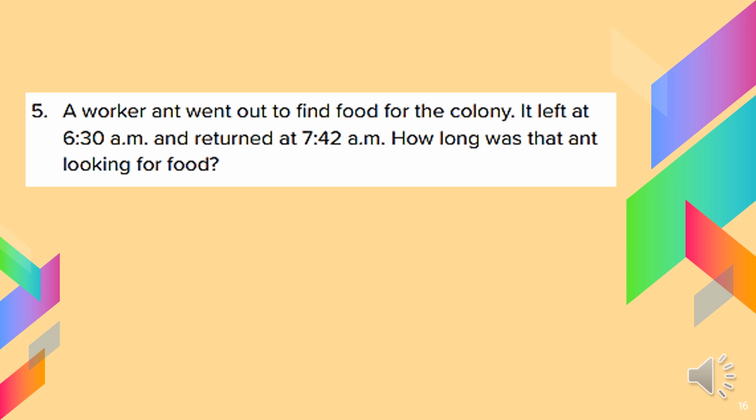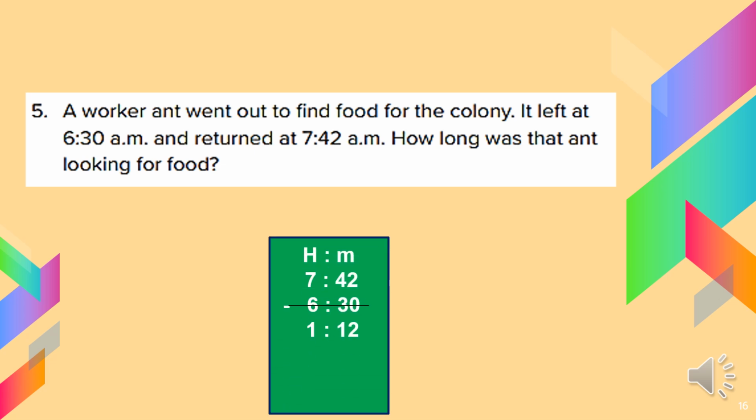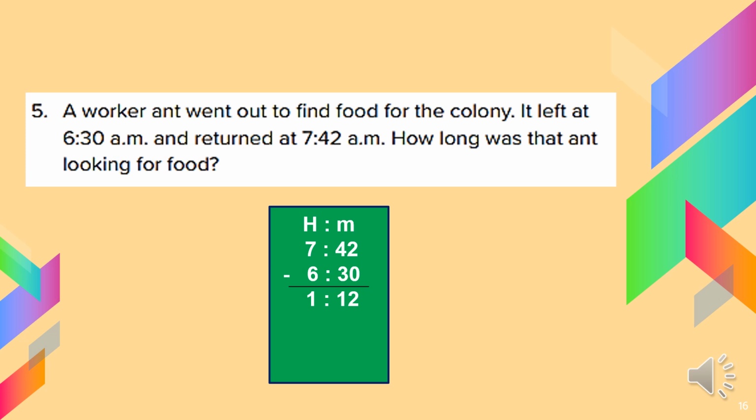A worker ant went out to find food for the colony. It left at 6:30 a.m. and returned at 7:42 a.m. How long was that ant looking for food? So we want to find the elapsed time by subtracting 7 and 42 minus 6 and 30. 42 minus 30 equals 12, and 7 minus 6 equals 1. So it took the ant 1 hour and 12 minutes.